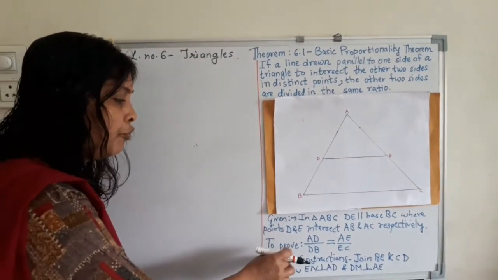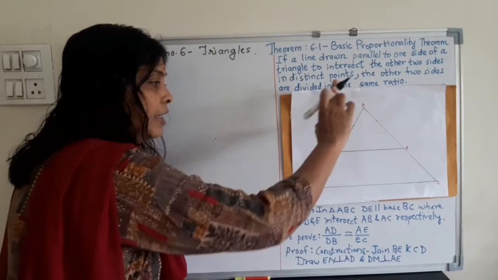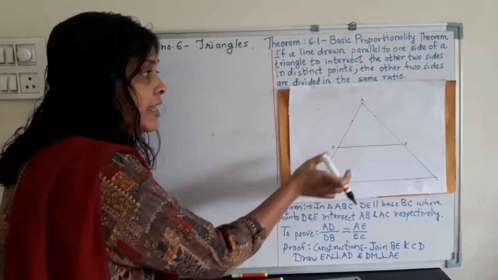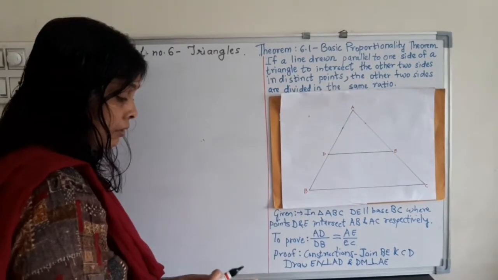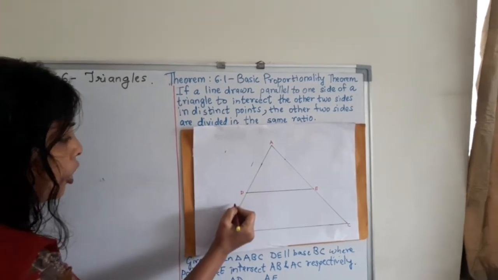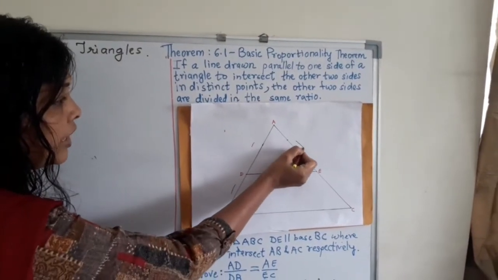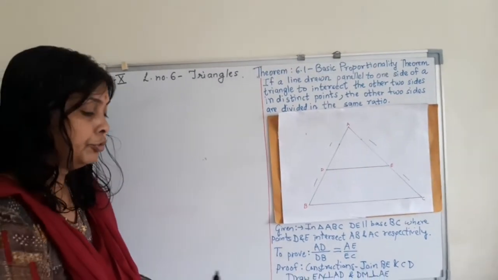Now we have to prove what? That AD upon DB is equal to AE upon EC. Did you understand what we have to prove? That this upon this is equal to this upon this. That we have to prove.